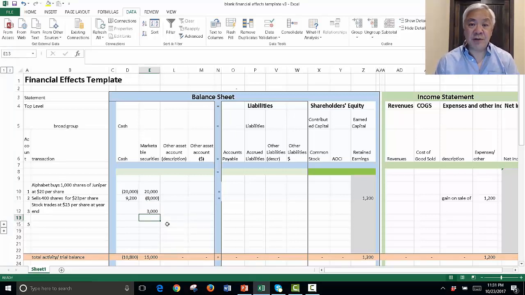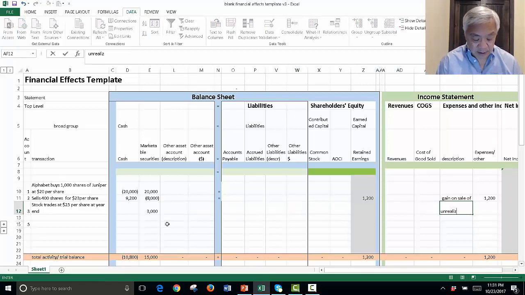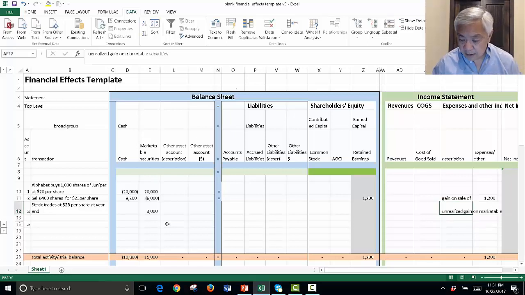Is that a cash item? No, it's what we call a paper gain. Is it realized? No, it's unrealized, but it is nonetheless recognized in the income statement because our value of that stock has gone up by $3,000. Here in the income statement, we will show an unrealized gain on marketable securities. And that dollar amount is $3,000.